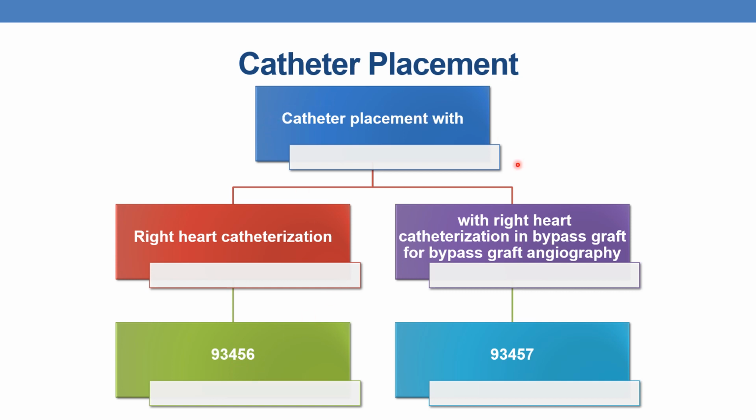Catheter placement with right heart catheterization is 93456. This is for native coronary artery. The code for catheter placement with right heart catheterization and bypass graft for bypass graft angiography is 93457.